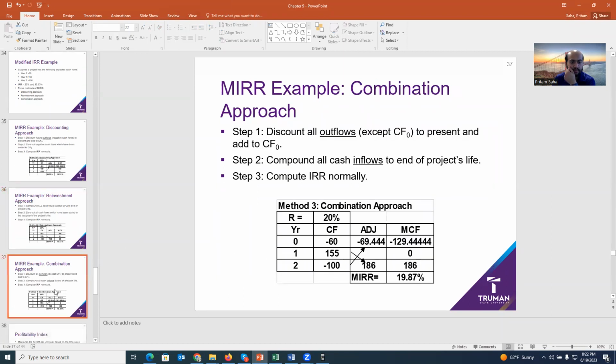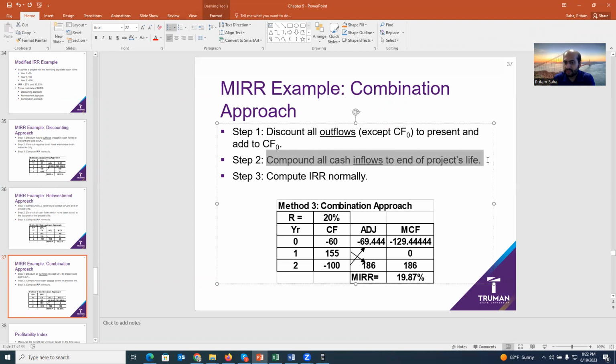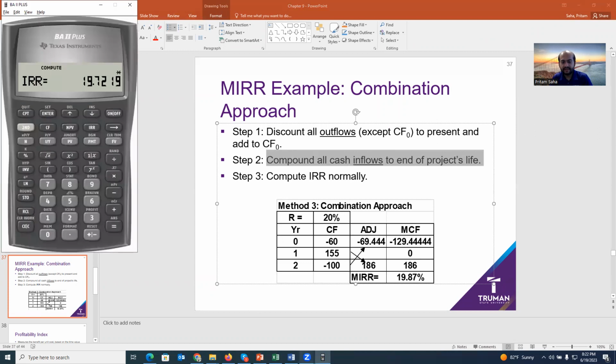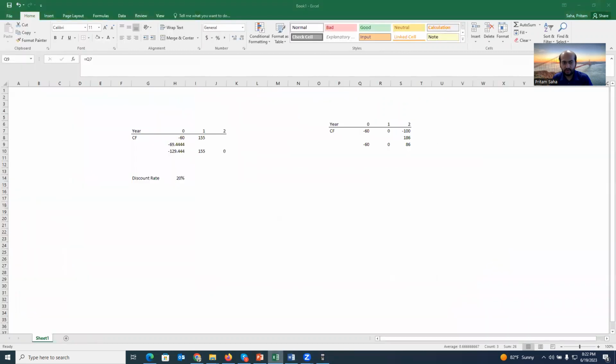So 19.7219. This is the reinvestment approach, or compounding approach. Now, the combination approach. So what are you gonna do? Discount all outflows except CF0 to present and add to CF0, compound all inflows to the end of the project life, okay? All these outflows, take it back; all these inflows, take forward. So basically it's a mix and match.